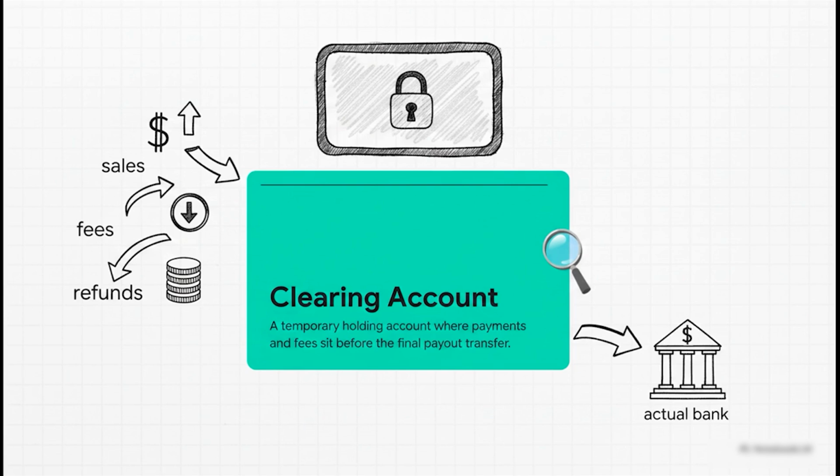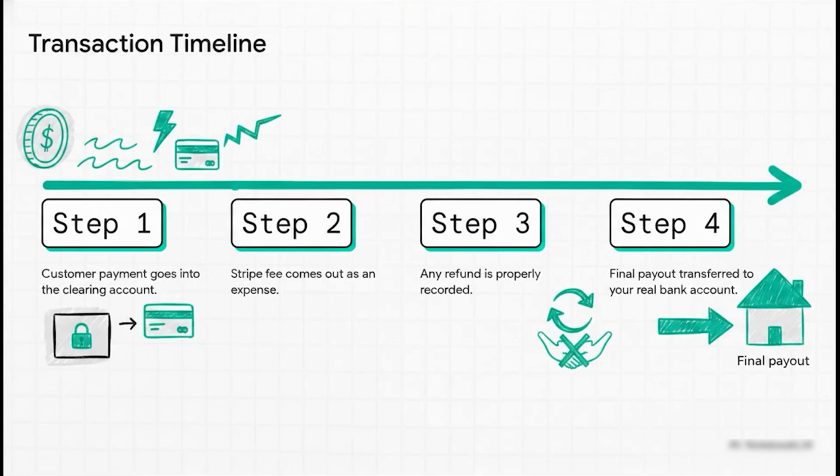So instead, we use a clearing account. Think of this as a temporary staging area or a waiting room in QuickBooks. Your payments and fees sit there, get perfectly separated out before the final clean amount actually transfers to your real bank account. It creates this beautifully clean timeline.